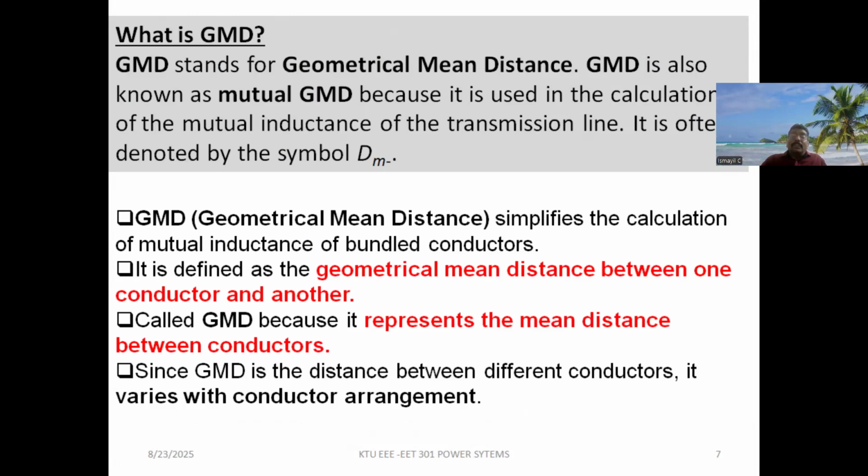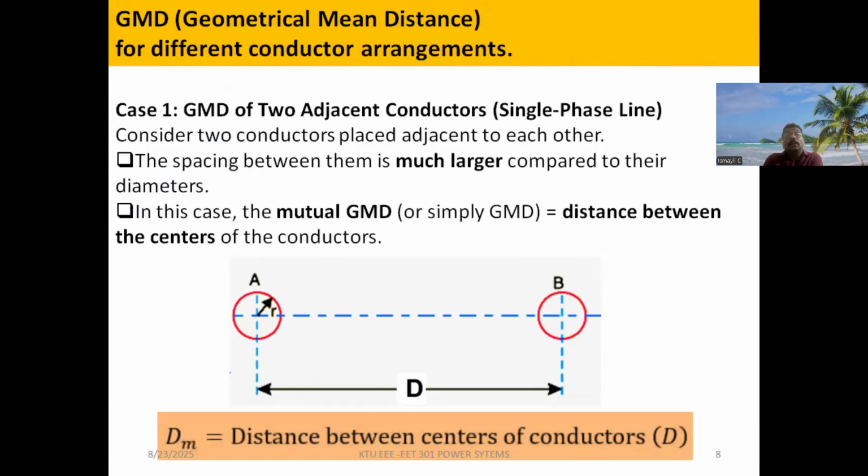Since it is a distance between different conductors, it varies with the conductor arrangement. That is, in the earlier case, GMR depends on shape and size, but here it mainly depends on the distance between the conductors. By changing the conductor arrangement, GMD will also change. Now we will see the GMD of different conductors under different conditions.